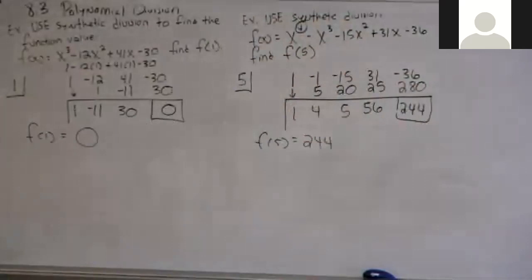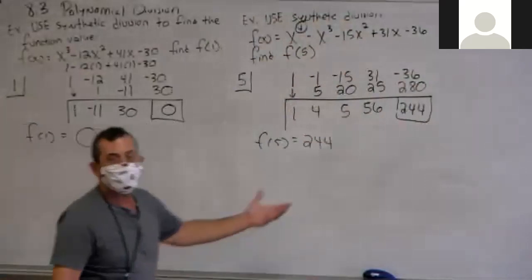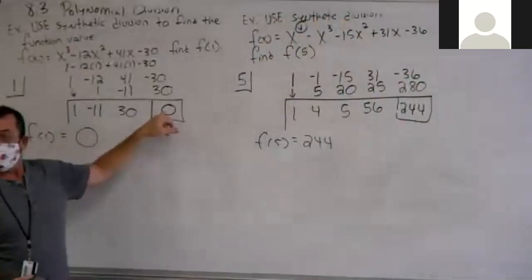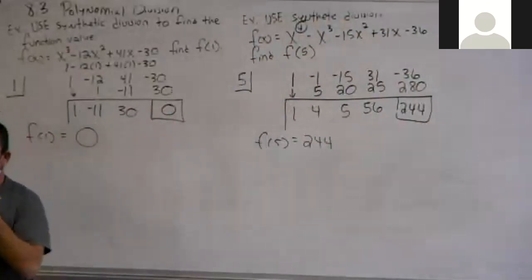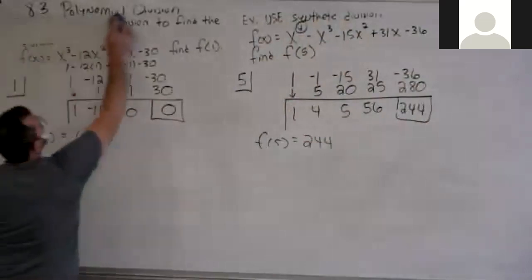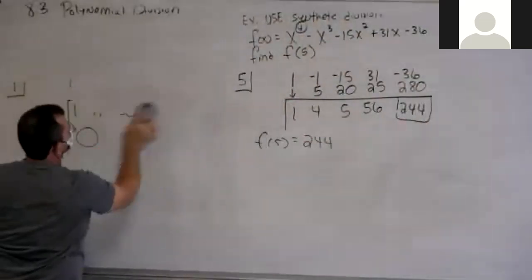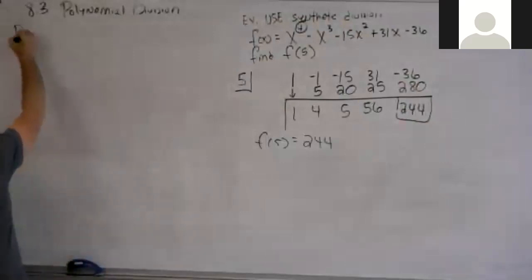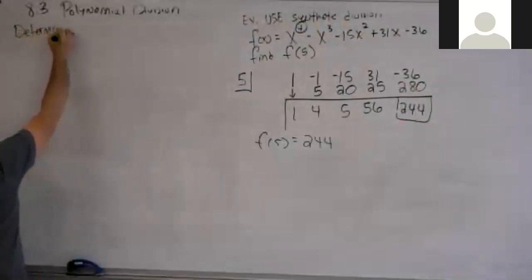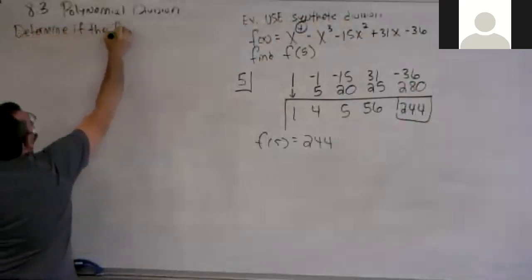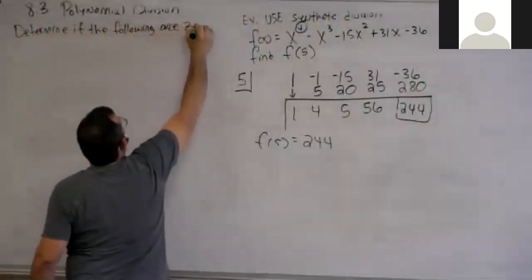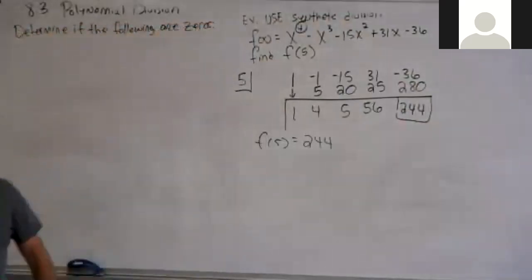All right, so now let's check for zeros. This next one, same thing, it's just going to look for zeros. If it's a 0, it'll have a 0 remainder. You'll put yes. Any other remainder, you're going to put no, okay? So I'm going to determine if the following numbers are zeros. I'm going to check -5 and 2.